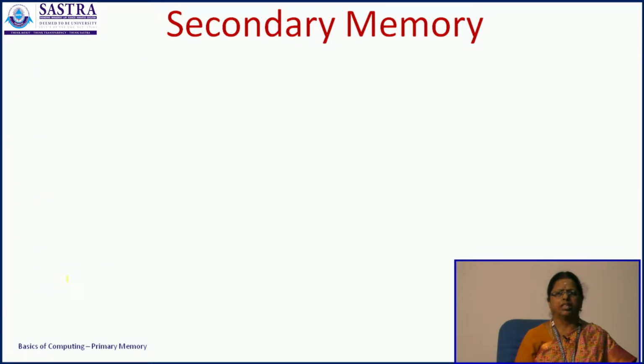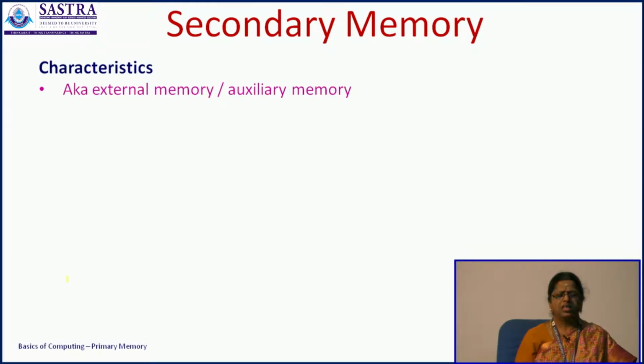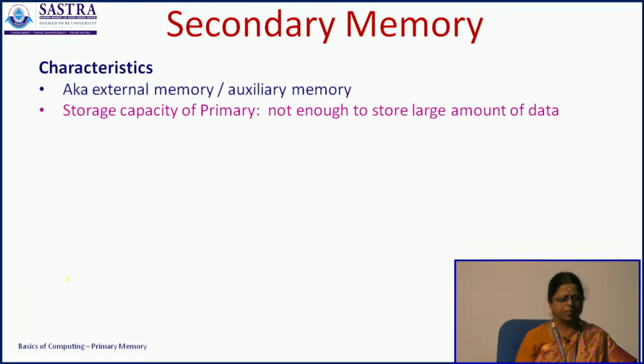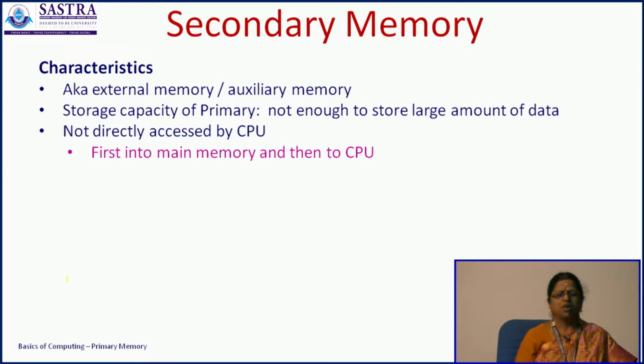Let us now look into the characteristics of the secondary memory. These secondary memories are also called external memory or auxiliary memory. The storage capacity of primary memory is not enough to store a large amount of data. Hence, we depend on the secondary memory. If data is present in the secondary memory, it cannot be directly accessed by the CPU. So, first it has to be brought into the main memory and then it has to be brought into the CPU.